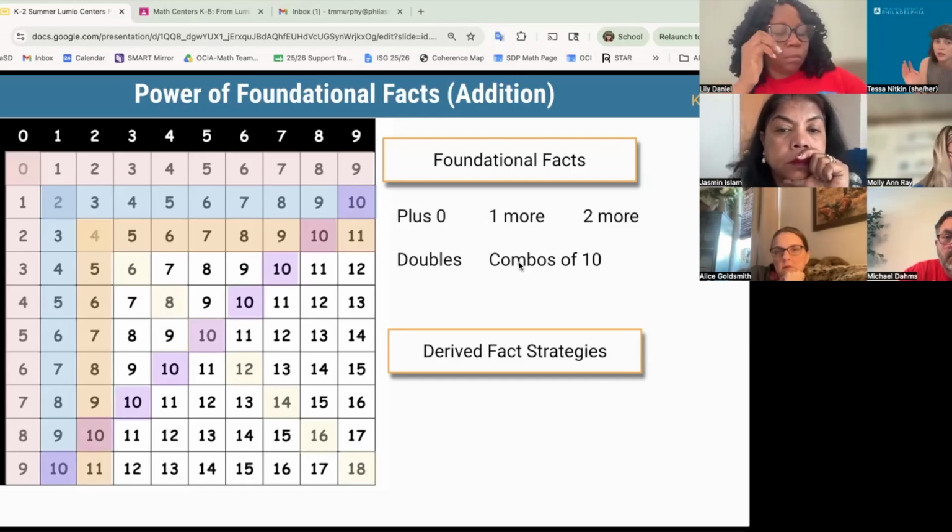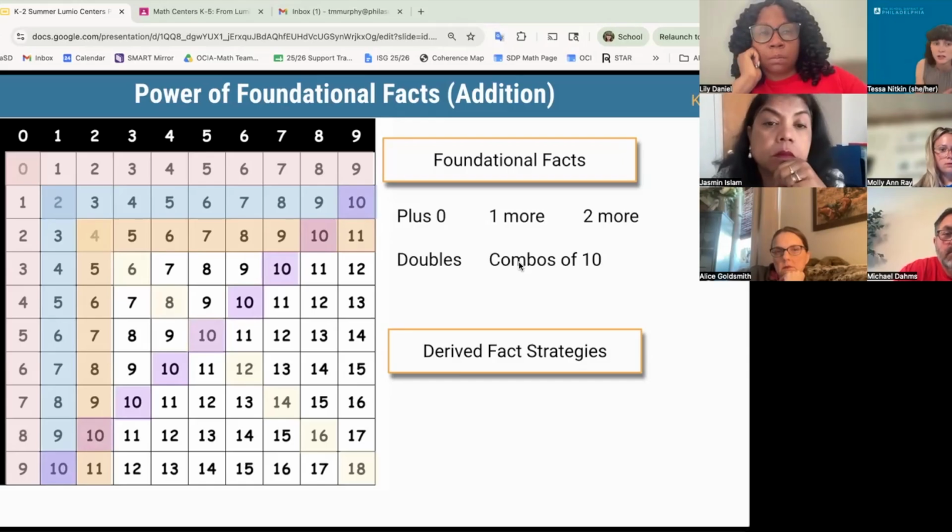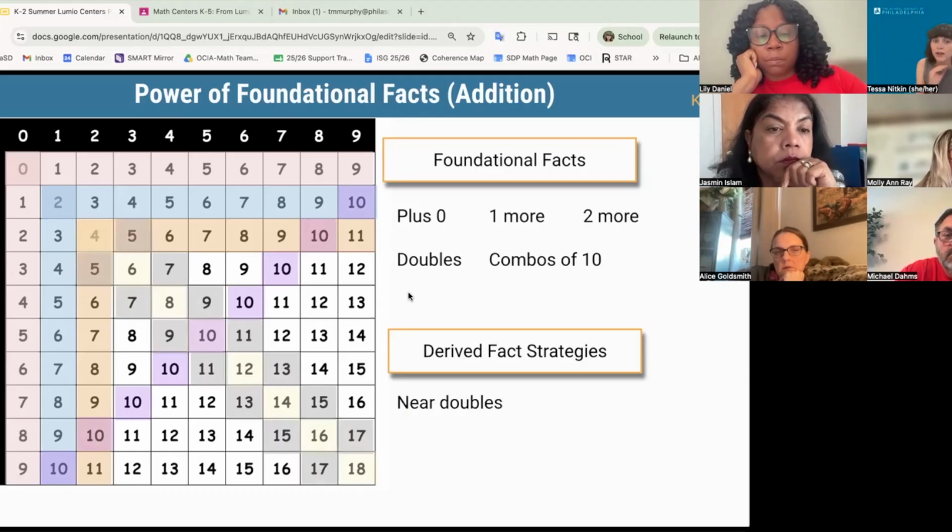Okay, those are our foundational facts. You'll notice that's a good chunk of the table, right? It's foundational. A lot is colored in at this point. Now we're going to move to derived fact strategies, and this is when we're using one of those foundational facts to derive. I'm going to go over these briefly here, and then on the next slide we'll look at these in more detail.